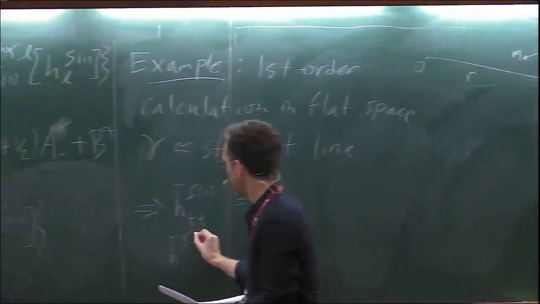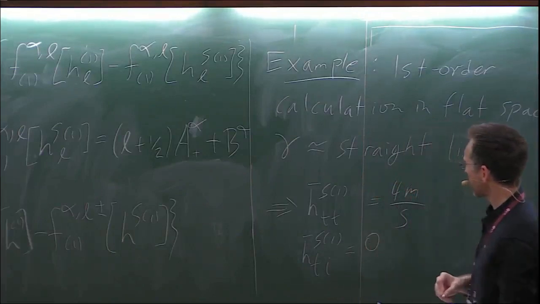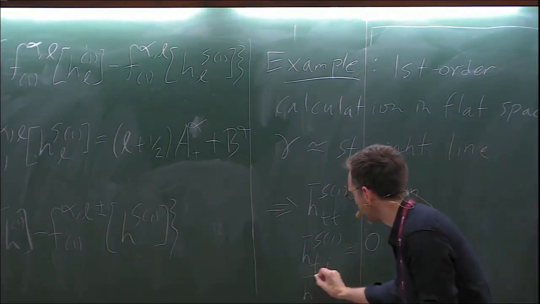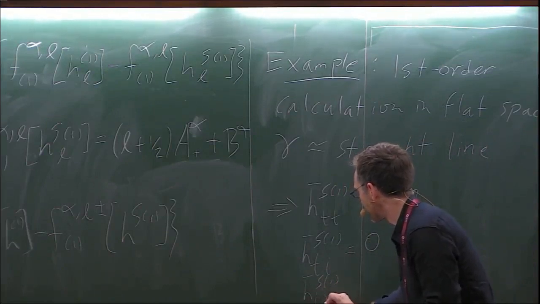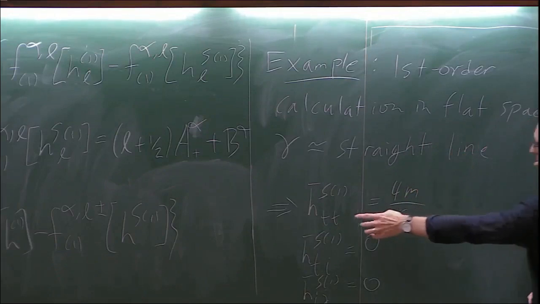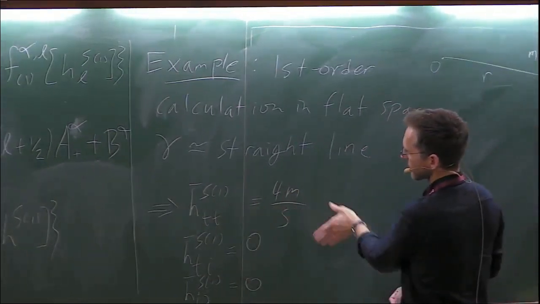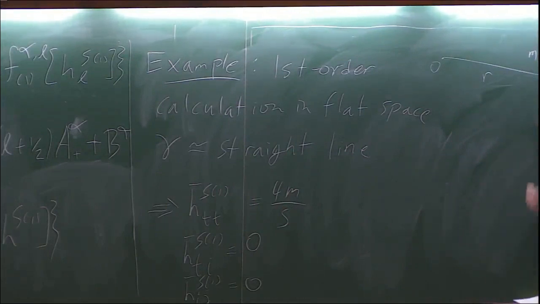And the t i component is just identically 0. And the space component is also identically 0. The only non-zero component is just the t t component, and it's just a Newtonian gravitational potential, 4m over the distance from the particle.